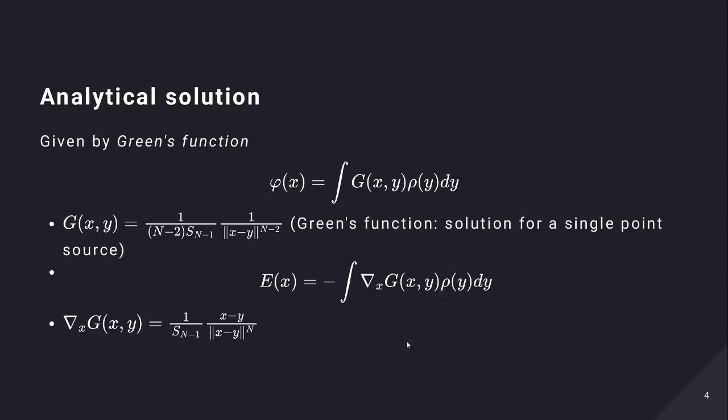Similarly, you can find the expression for the Poisson field, just the integral of the gradient of g, and the gradient of g is then similarly just 1 over our constant times x minus y over the norm of x minus y to the power of n. As an example, if you take n, our dimension, to be 3, you recover the general form of, for example, Newton's law, or Coulomb's law if you're using electricity. So that's for physical intuition.